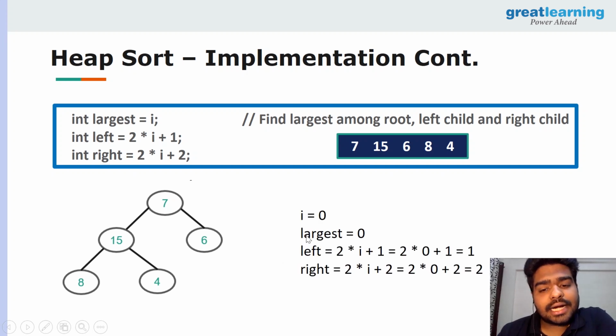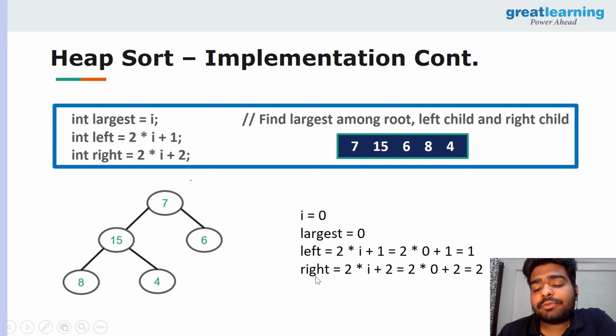I equal to 0, largest will become 0. And if you look into the left and right, let's find it. Left equal to 2 into I plus 1, 2 into 0 plus 1, which will come 1. So let's check whether I'm getting the correct one or not. Left will be 1 index. If I go to 1 index, what is there? 15. Is my 15 the left child node of parent?